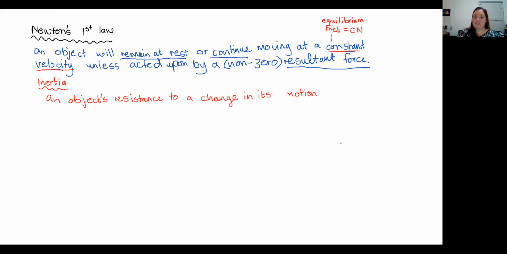One of the biggest driving forces which determines what an object's inertia is actually its mass. So objects that have greater masses have greater inertia than objects that have smaller masses. All right.